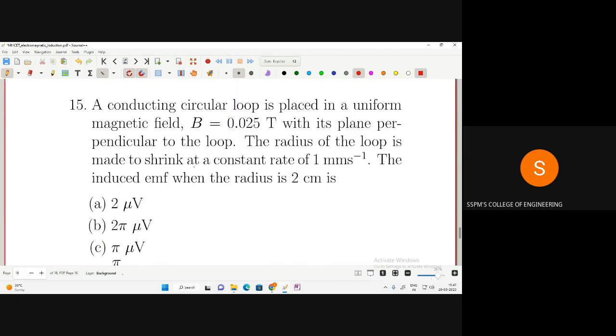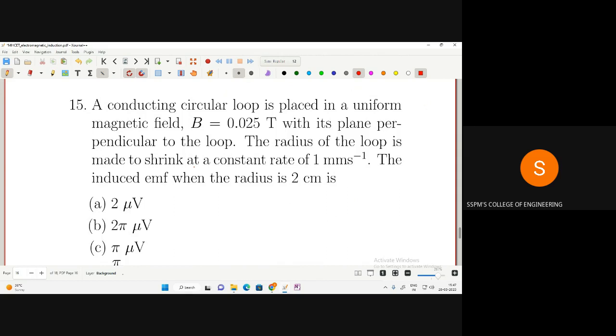We solve the next example. The example number 15. This example is based on Faraday's law. So you may realize that most of the examples are based on Faraday's law. If you know Faraday's law, then you can easily solve the example based on electromagnetic induction.